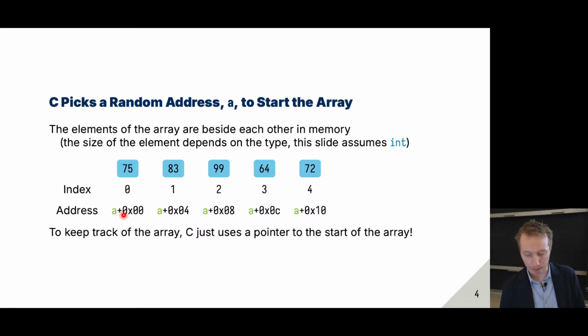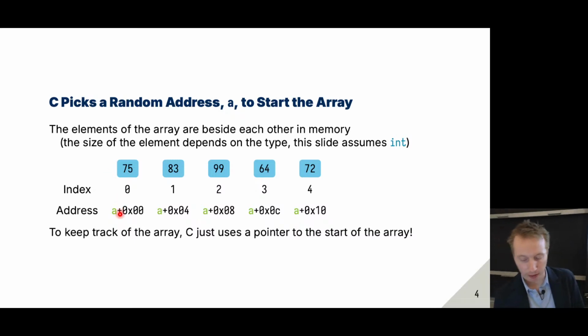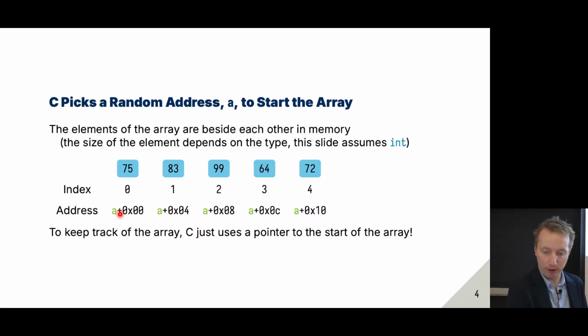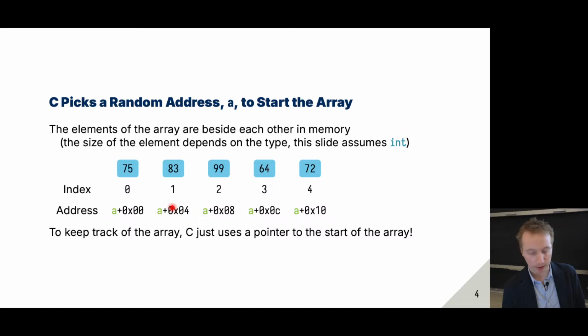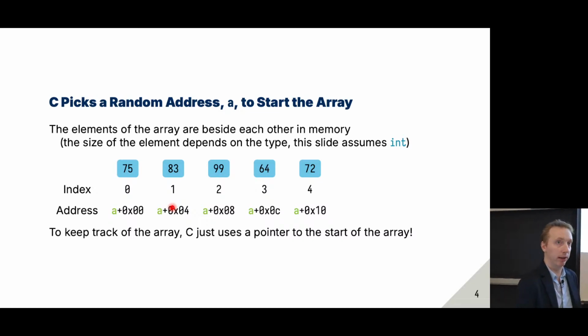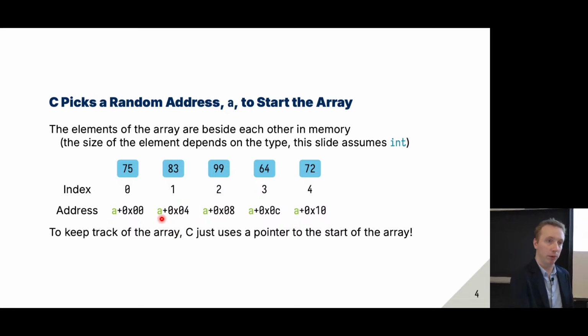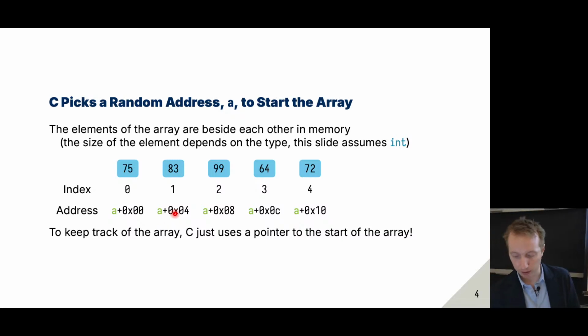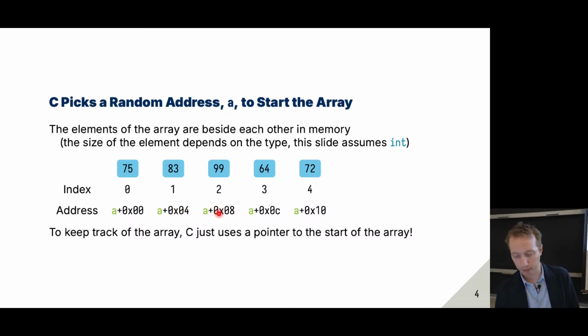So the address of the first one is going to start at A, or we could just say A plus 0, still A, and then those next 4 bytes would all hold the value of the first integer. And then the second element, which would be at index 1, because arrays are 0 indexed, would be at address A plus 4. So it moves 4 bytes over to get to the next integer, because the size of an integer is 4 bytes. And then the next element would be 4 bytes after that, and then 4 bytes after that.